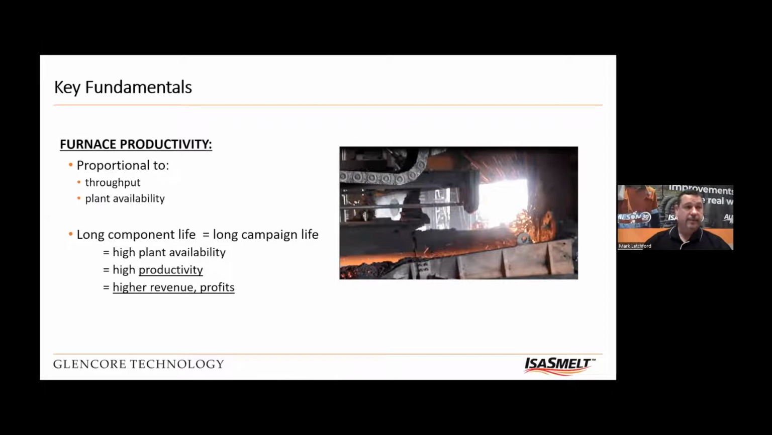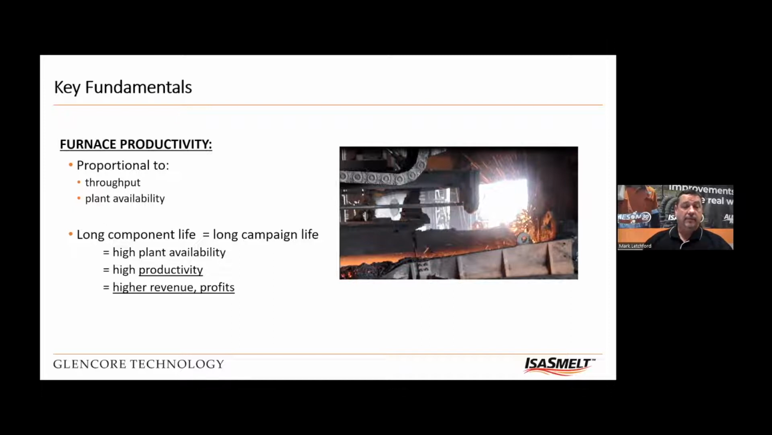So for example, a furnace that's available for 90% of its operating time is going to produce more than a furnace that only has 70% plant availability. So they're the two key things for furnace productivity.